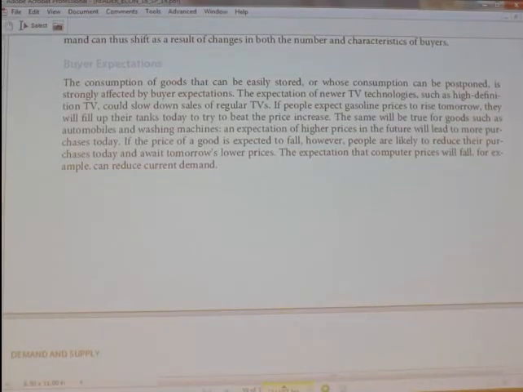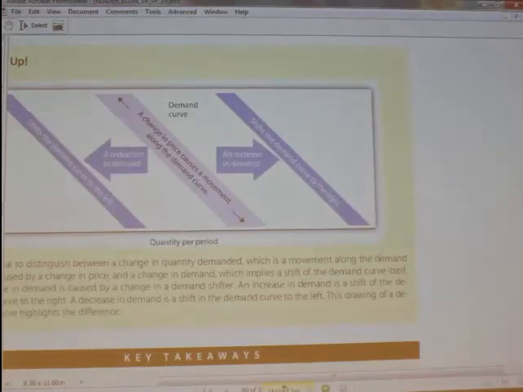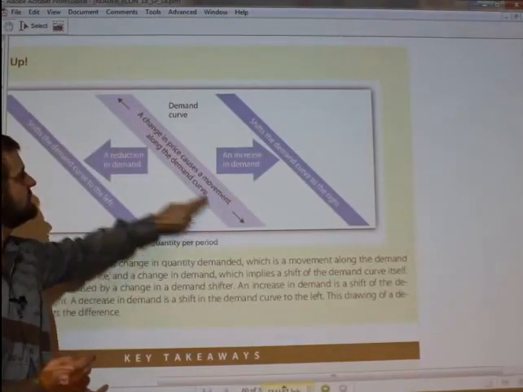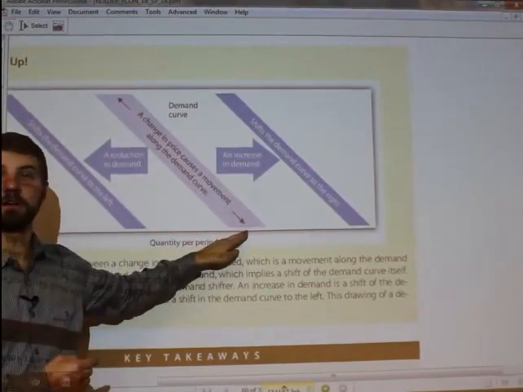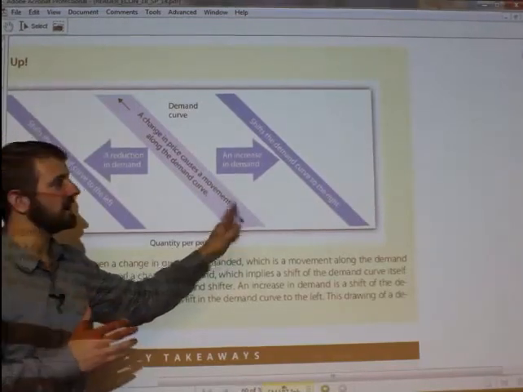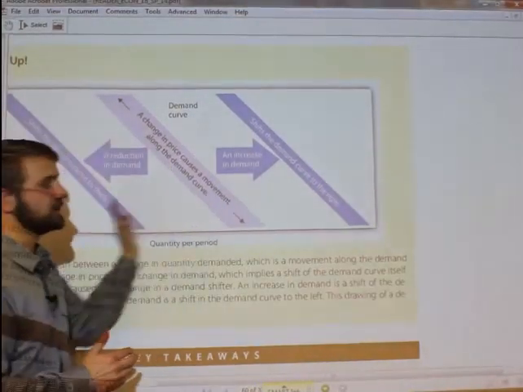Expectations influence demand. Okay, so this last part of this video just emphasizes that this is a heads up. A change in price of the good causes movement along the demand curve for that good. But anything else that happens causes demand either to shift to the right or to the left.